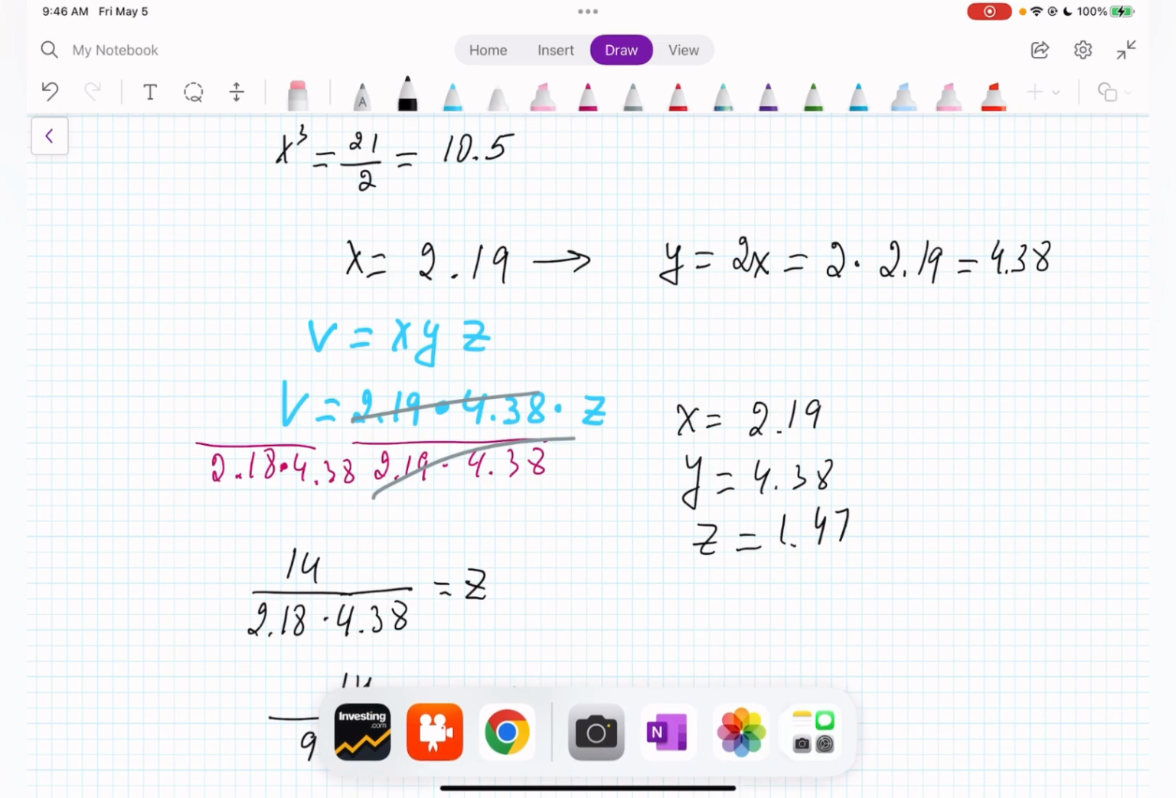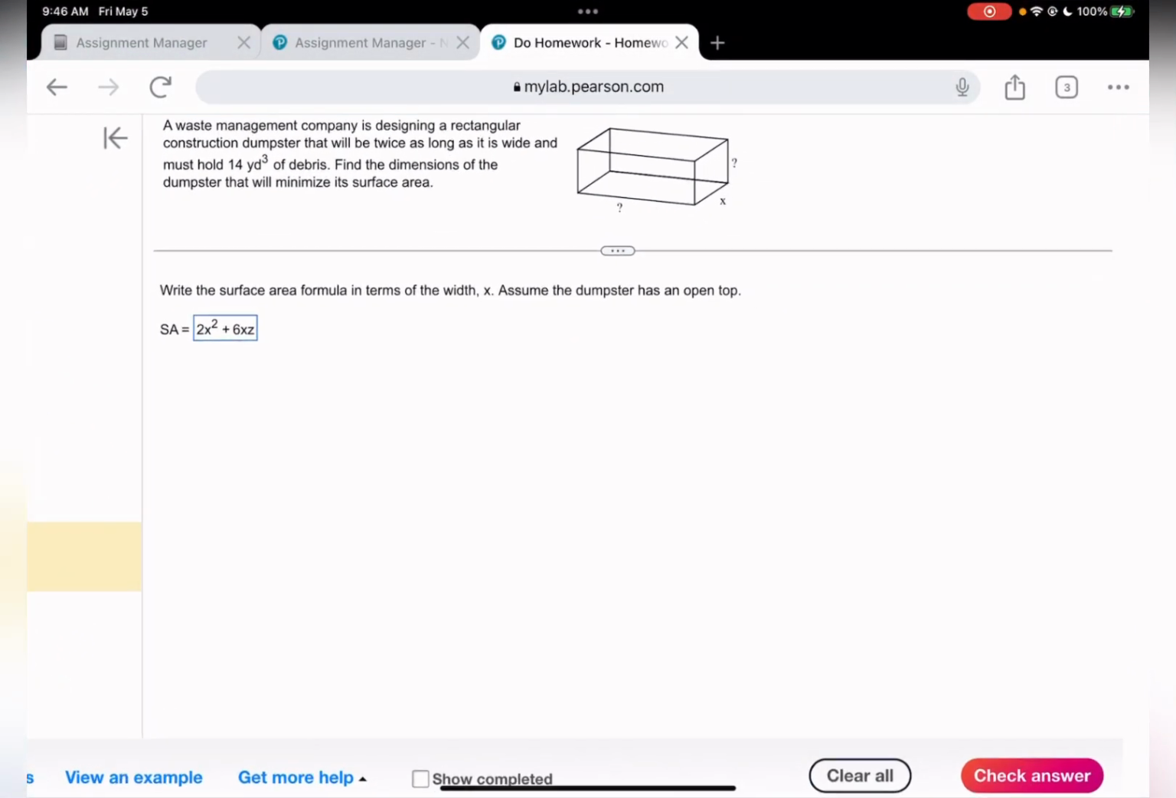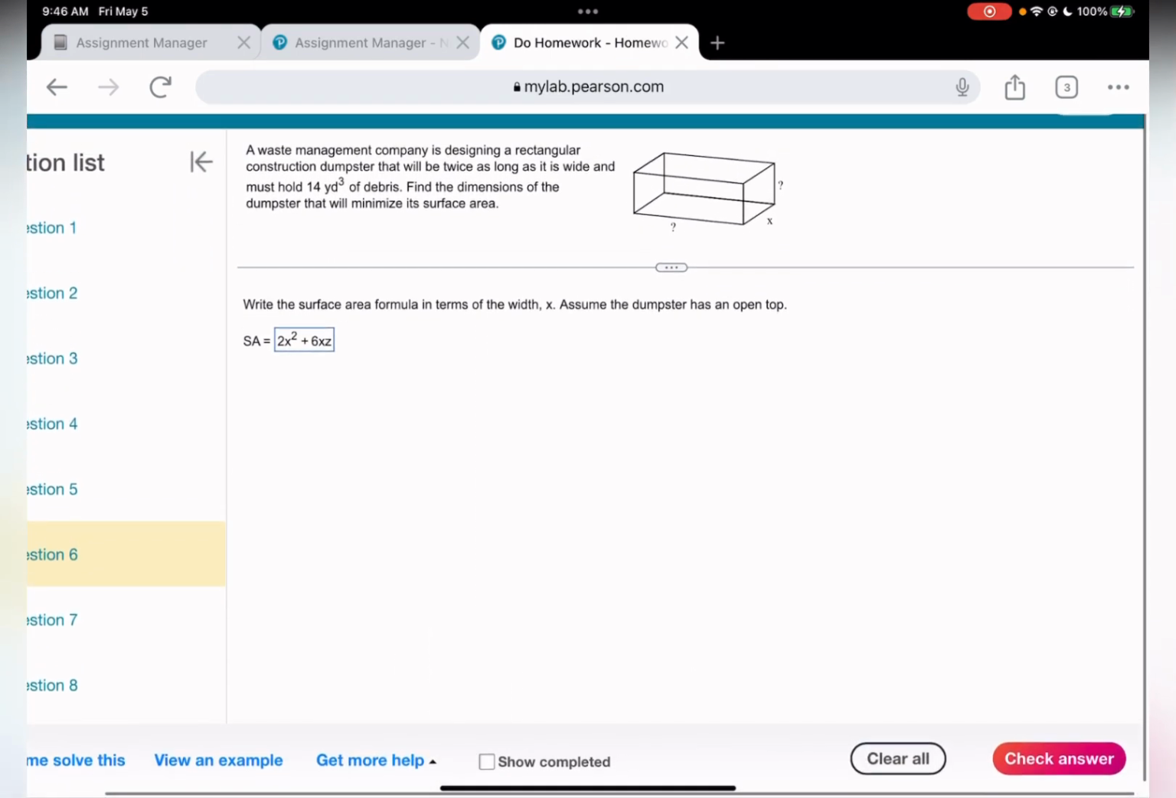Okay, now back to our case. This surface area formula, we entered it, but we didn't check. Let's check it.